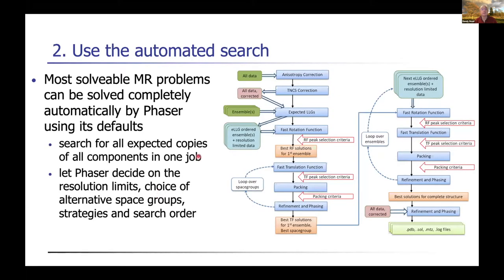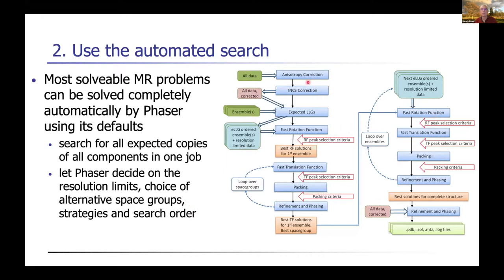Okay, the next important thing is to use the automated search in Phaser. So what we found is that if we look at a lot of problems, most problems that can be solved by molecular replacement can be solved completely automatically by Phaser using the defaults that it has. And that allows it to search for all of the expected copies of all components in one job. So let's say, one of our test cases is a toxin with 5 B subunits and 1 A subunit. So you can search for all of those components, copies in one job. And if you let Phaser do that, then it will do a better job of balancing the different choices of strategy. And let Phaser decide on the resolution limits, the choice of all alternative space groups, what strategies to use and what search order to use.